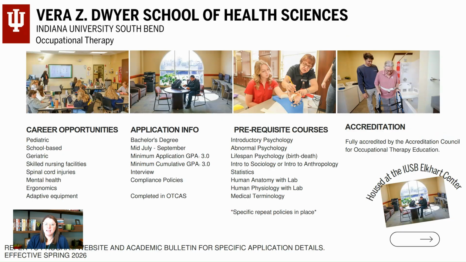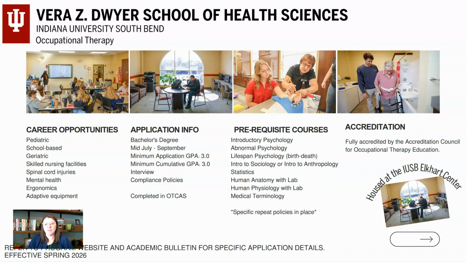There are a variety of opportunities for someone who goes into the field of occupational therapy. In order to qualify for this program, students must have an earned bachelor's degree. The application window is open July through September, and there's a wide variety of requirements for students to go into this program. They have to complete all kinds of compliances, a certain GPA, as well as a variety of prerequisite courses. The applications for this program are done separately through a system called OTCAS.